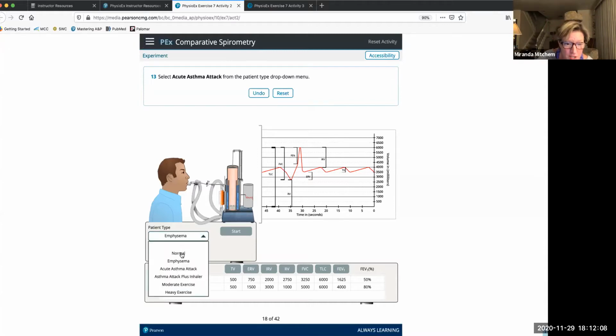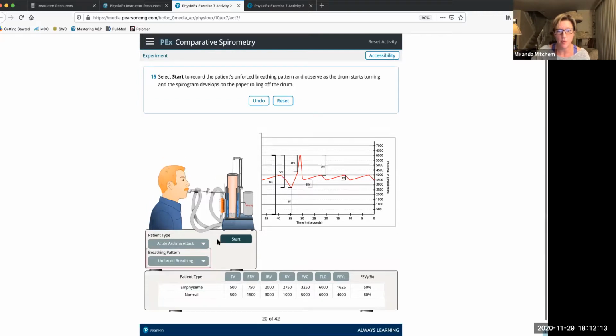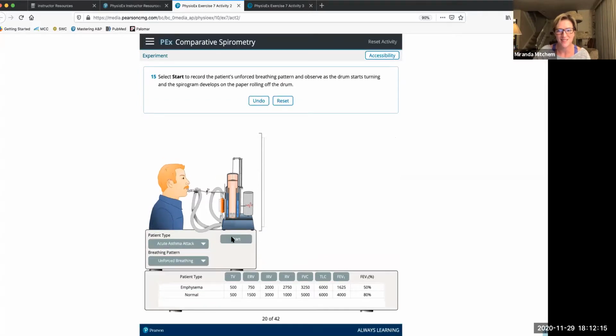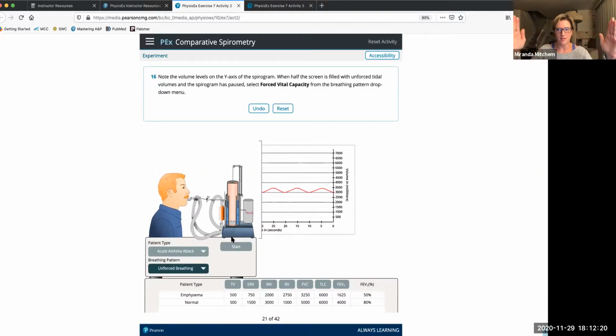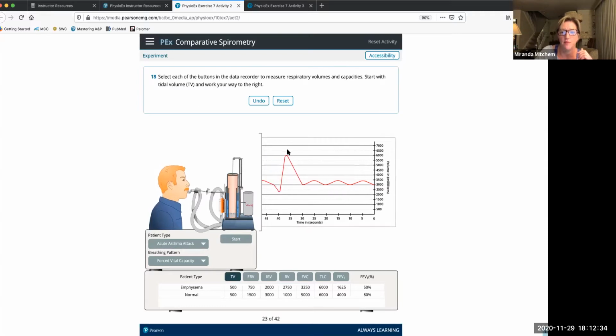Okay, so now we're going to change to acute asthma attack, unforced breathing, and we're going to start. Look at how much space is occupied in our tidal volume. Slower. Oops, I selected the wrong one. Now we're going to go to forced vital capacity and hit start. Up. Oh, we're not very high here, are we, compared to what we've seen? Let's get our data.